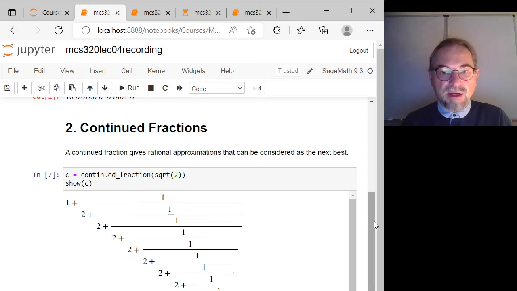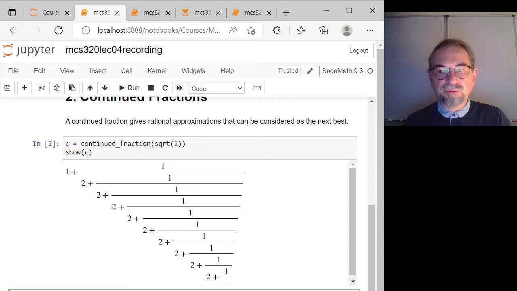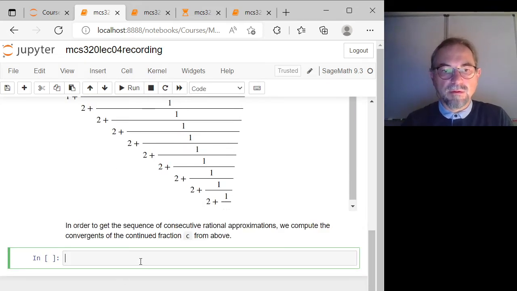Okay, so then how do we get now to the next best? How do we get to the sequence of rational approximations? Well, we compute the convergents of this continued fraction. So in order to get the sequence of consecutive rational approximations, we compute the convergents of the continued fraction C from above. Okay, C dot convergents.